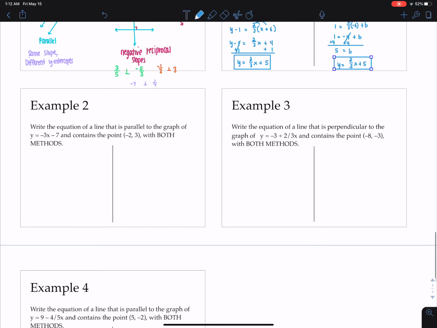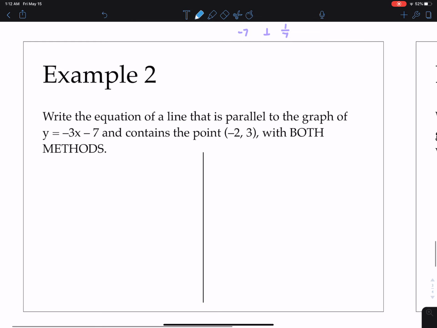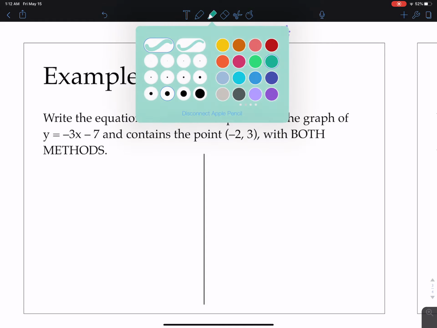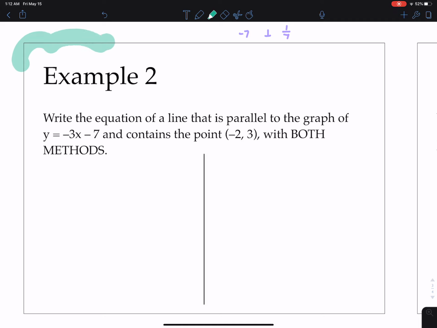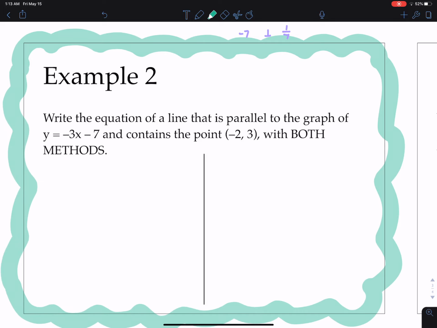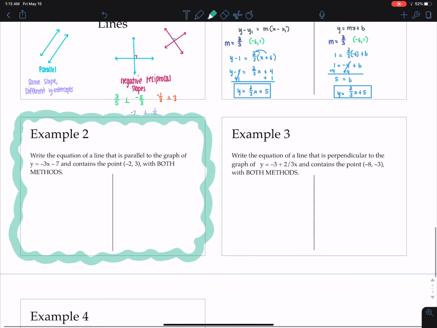Alright, so that brings us to example 2. So example 2, we want a parallel line here. So I'm going to actually leave this one for you guys to do. So it's going to be exactly like example 1 that we just did. And then we'll go through example 3 together because we're looking at a perpendicular line in this case.